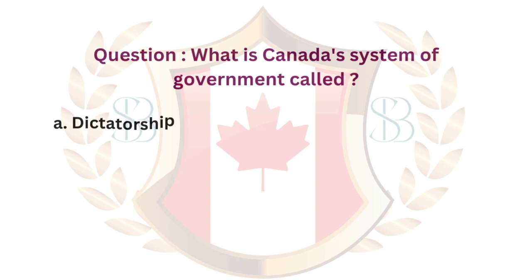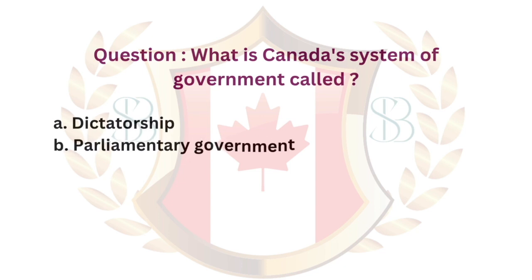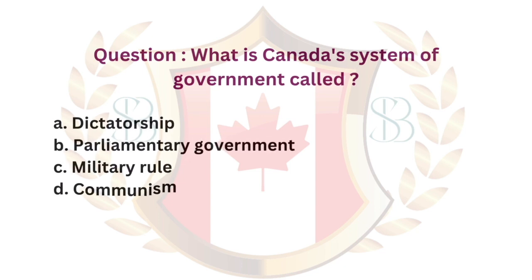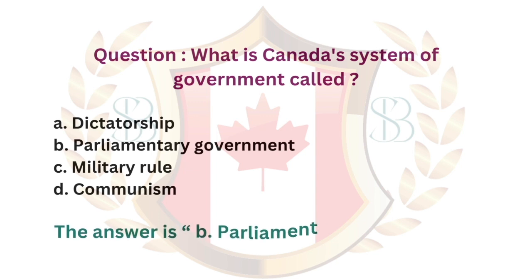Question. What is Canada's system of government called? A. Dictatorship. B. Parliamentary government. C. Military rule. D. Communism. The answer is B. Parliamentary government.